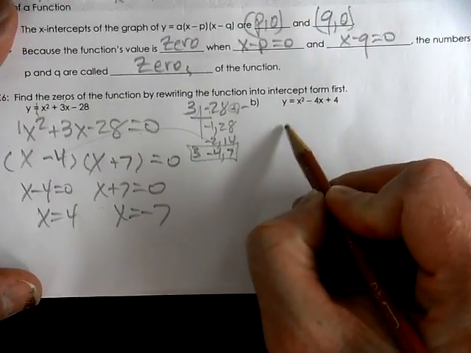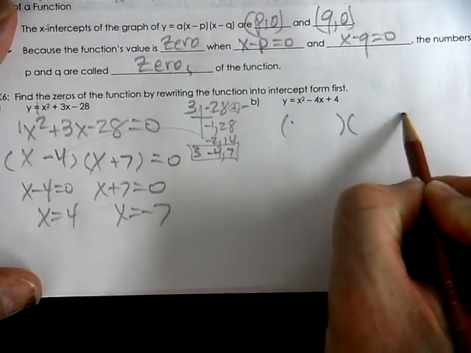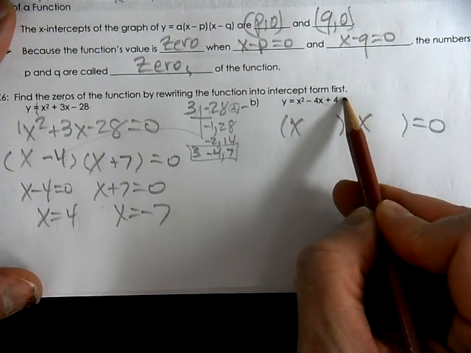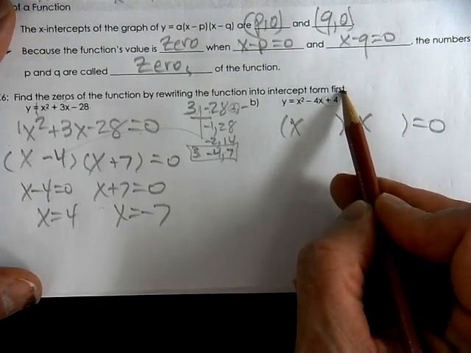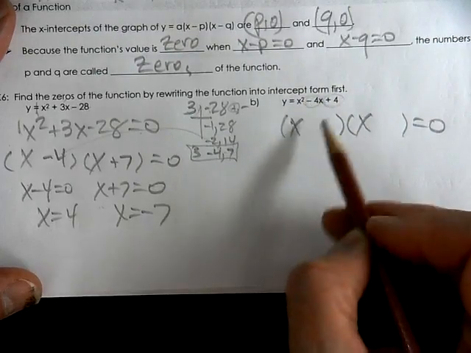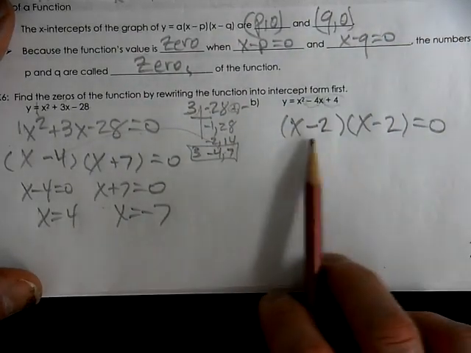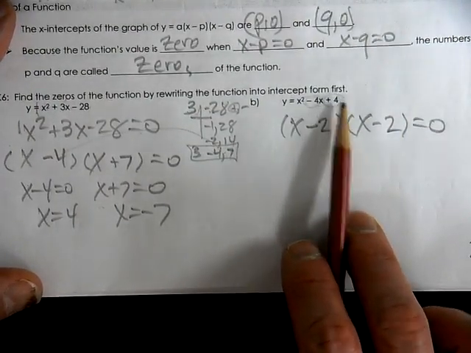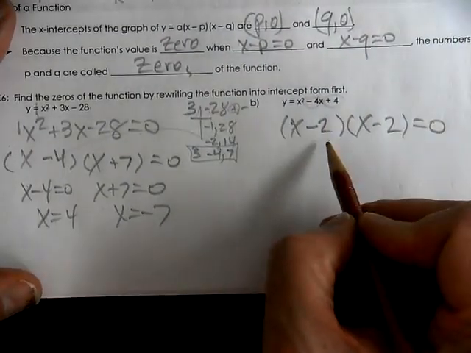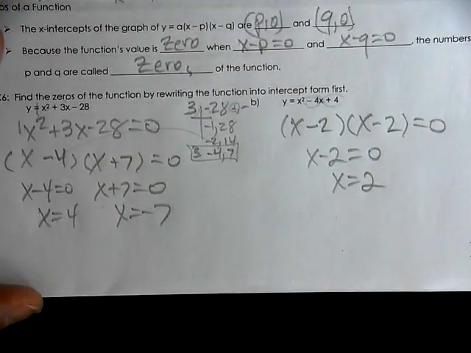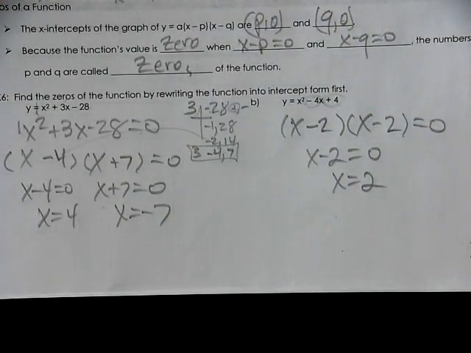We can do the same thing over here. We're looking for two numbers to multiply to be a positive, but add to be a negative. That means they're both going to be negative. Negative 2 times negative 2 makes positive 4, but adds to be negative 4. So now I'm going to do my zero product property. There's no need to write it twice because you get x equals 2 both times. They're the same thing. So x equals 2 is your solution.